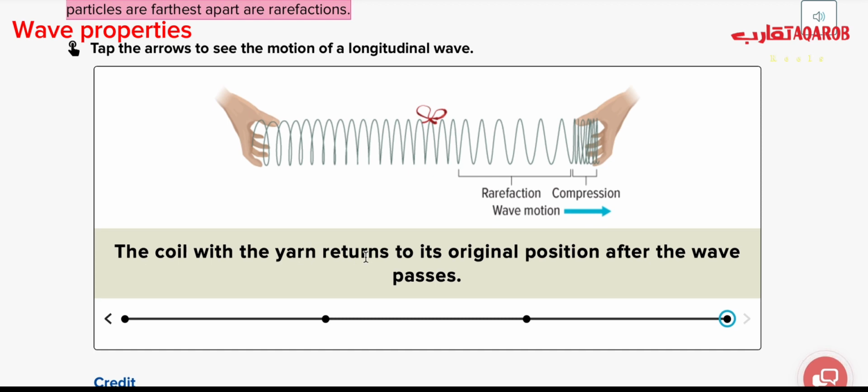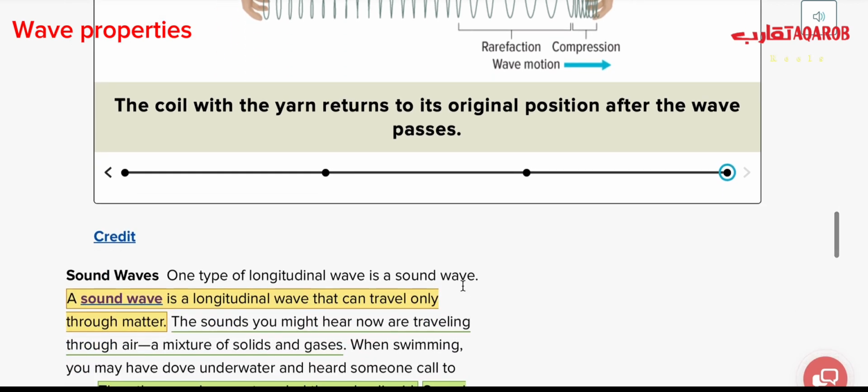The coil with the yarn returns to its original position after the wave passes. As you see, after the compression, the coil with the yarn returns to its original position when all the waves have passed. Okay.